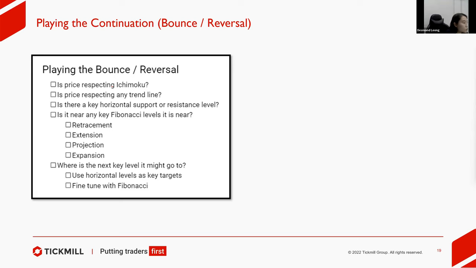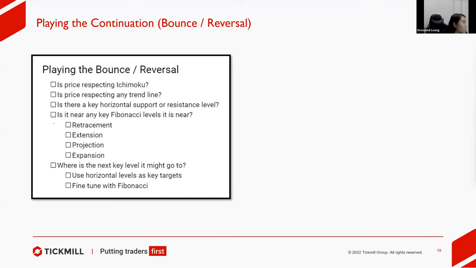I don't know if those who are here want to take a photo or write this checklist down, but I do think this is a really good checklist to use. I personally have a checklist as well when I trade that I go back and refer to. So if you want to take a photo or jot this down somewhere, please go ahead.